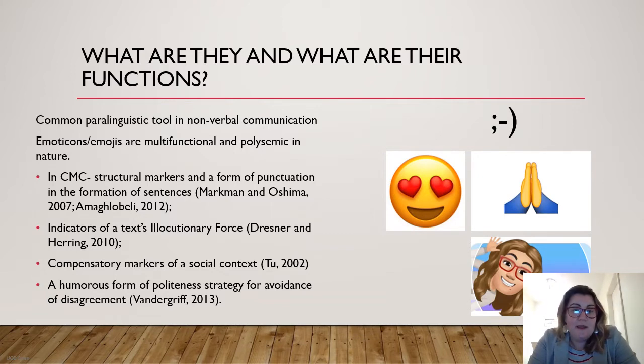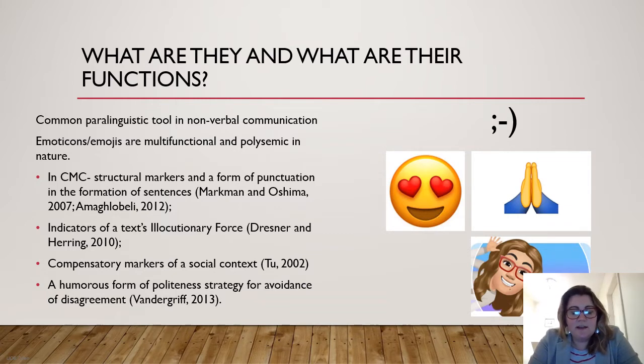Looking at the literature, Markman and Oshima, 2007, and Yamadhi and Gilly in 2012, identified the function of emoticons to be a form of punctuation in the formation of sentences. So they're effectively a grammatical aspect of a sentence. Later, Dresner and Herring, 2010, their seminal work, looked at how emoticons are indicators of a text's illocutionary force, so the intended meaning of a sentence.